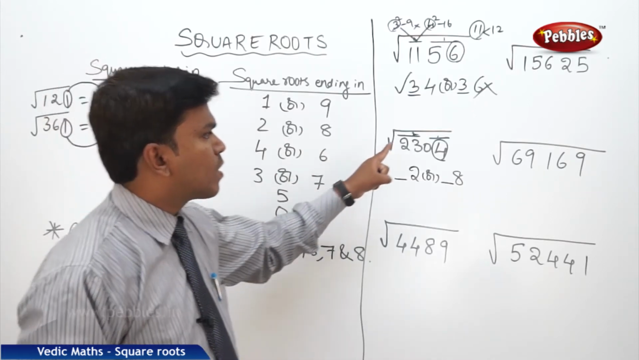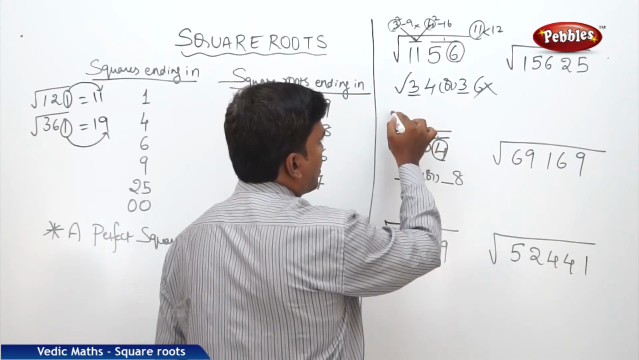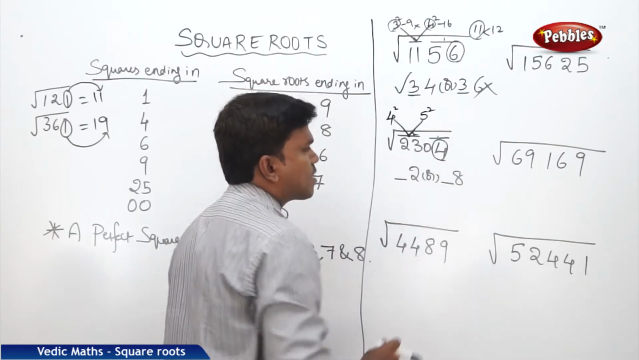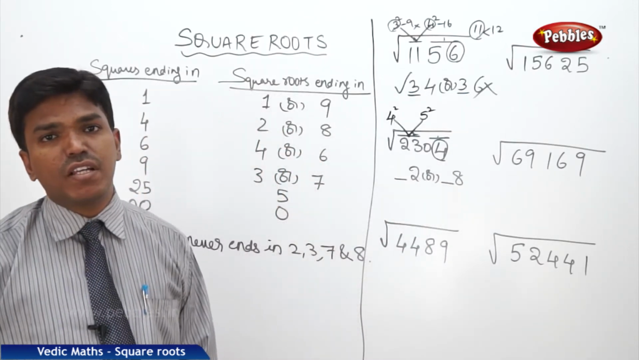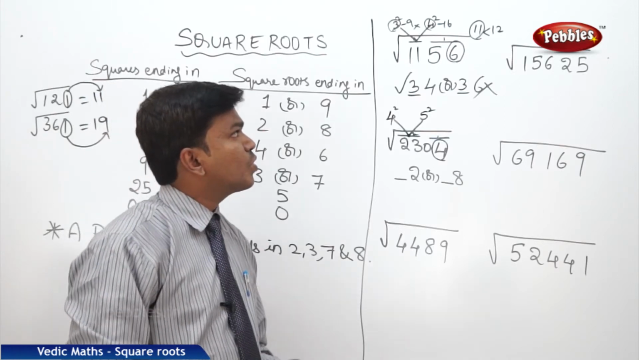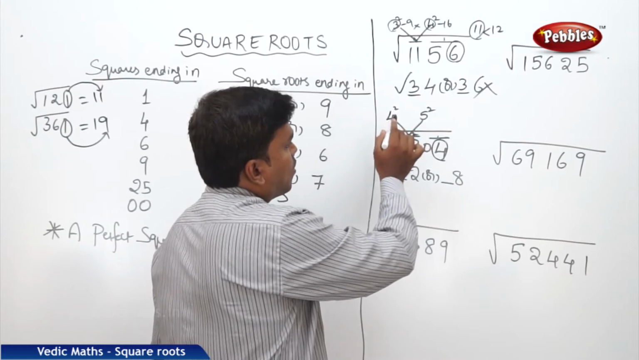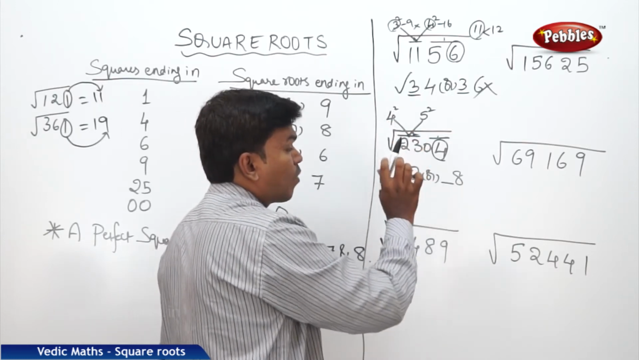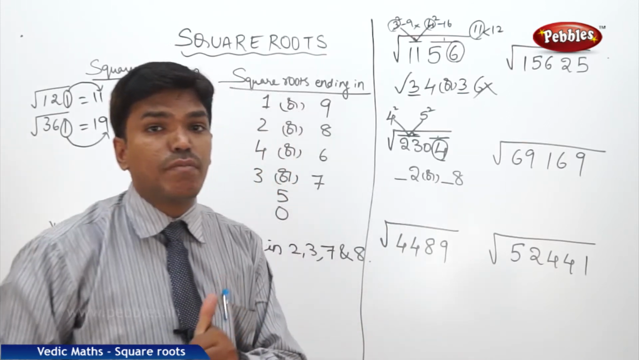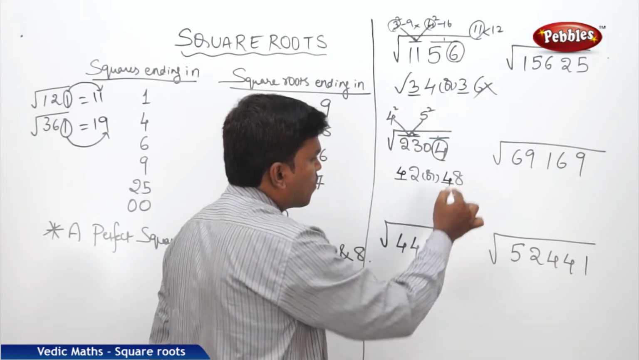Now come to the second partition. 23. 23 comes between which squares? It comes between 4 square and 5 square. Yes or no? Before that, the left blank should always be filled with which number? The lesser number only, that is 4. So my answer should be either 42 or 48.